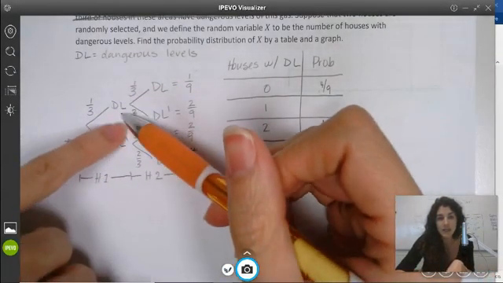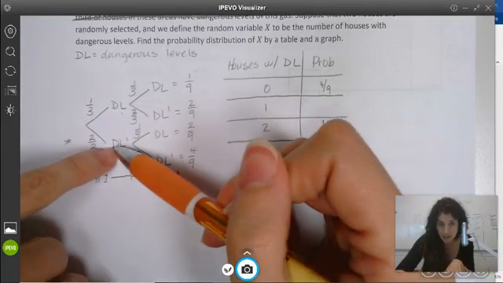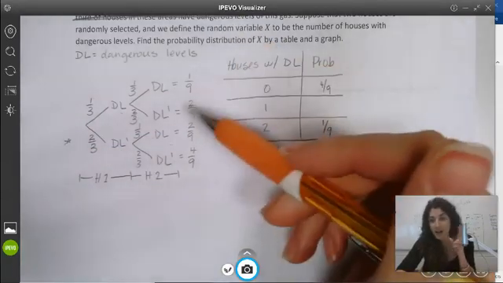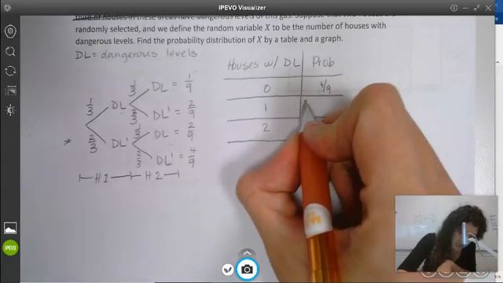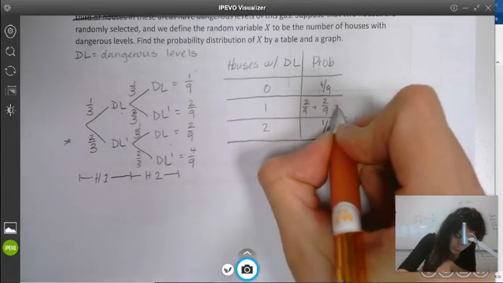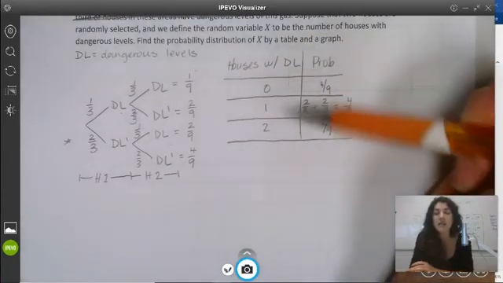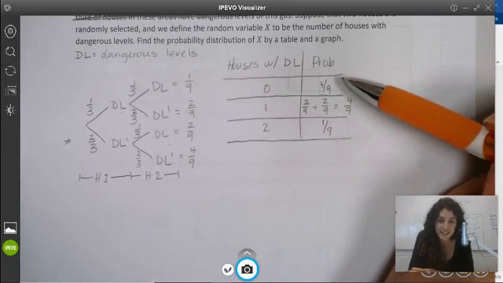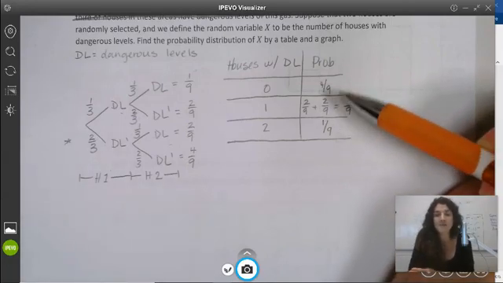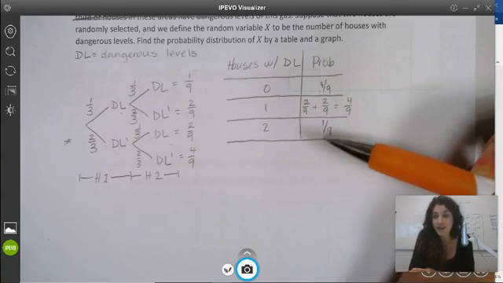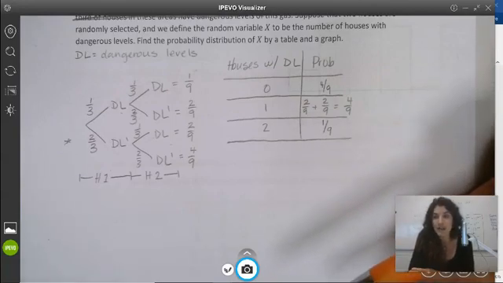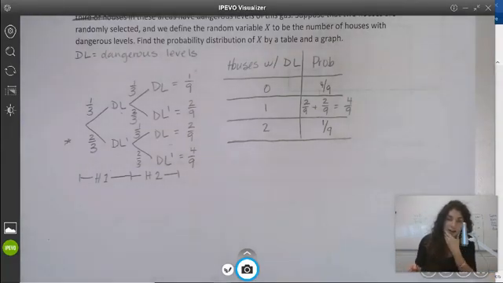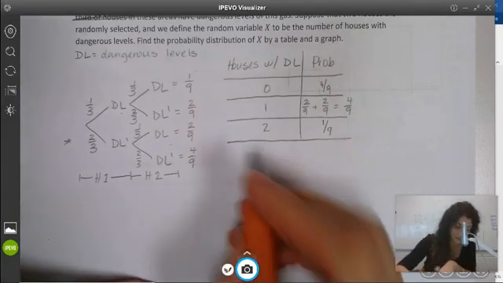One of them could either be that the first one has dangerous levels and the second one does not, or the first one did not have dangerous levels and the second one did. So it's both of those probabilities together, either or. So we have to add them, and that's 2/9 plus 2/9, which is 4/9. Again, the probability that one of them has dangerous levels is equal to the probability that none of them have dangerous levels, which I think is interesting. If you and your neighbor are being tested for dangerous levels of radon, there's an equal probability that one of you has it versus none of you having it. So that's an interesting way of looking at it.